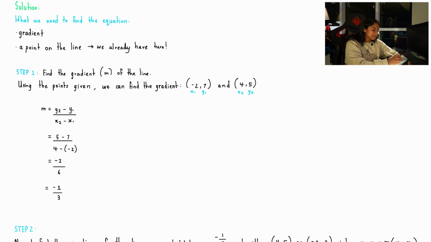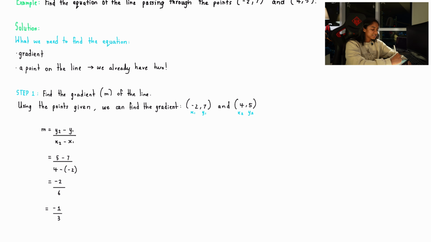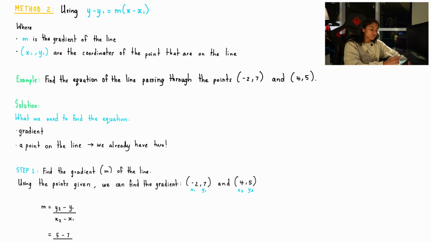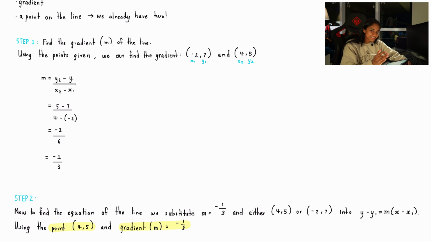The first thing that we need is the gradient. Then we need a point on the line, and we already have 2. All right? So the first thing that we're going to do is find the gradient of the line. Remember that we're going to try to plug it into this, right? So all we actually need is 1 point on the line, which we already have. We have 2. And now we need to find the gradient. Okay? And finding the gradient is what we learned first in the video.